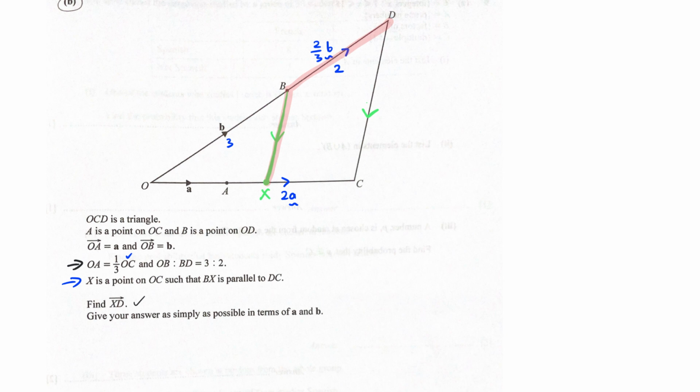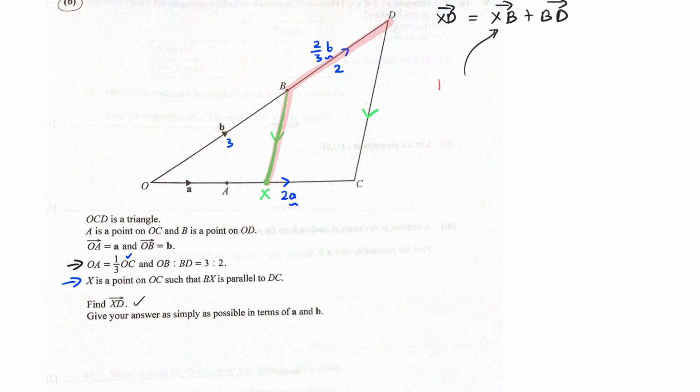For me, I'm going to choose this path that I'm highlighting. I'm going to find XD by the path of X to B and continuing on B to D. So now the missing component here is XB. To do that, we're going to use a very common skill in vectors, or rather even geometrical diagrams in triangles: with parallel lines, very nice properties appear, things such as similar triangles.